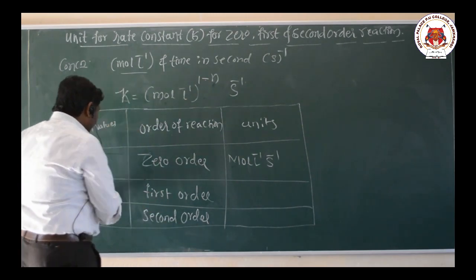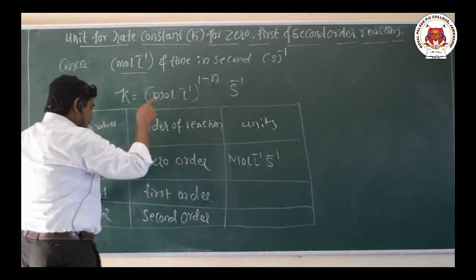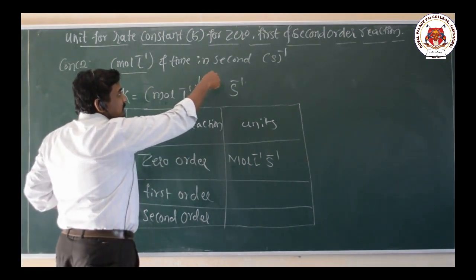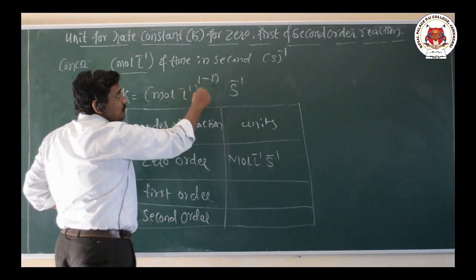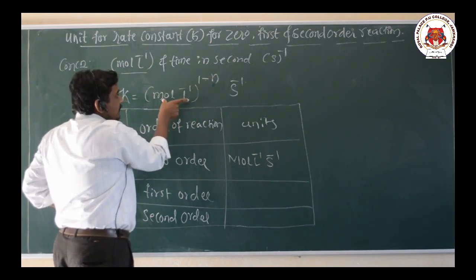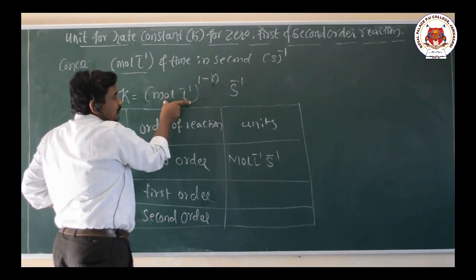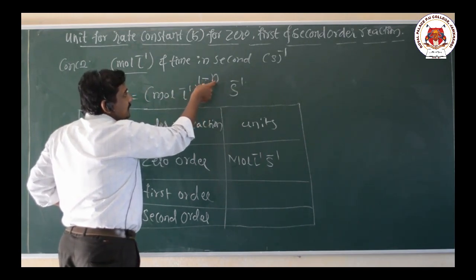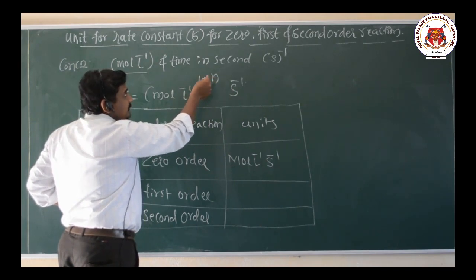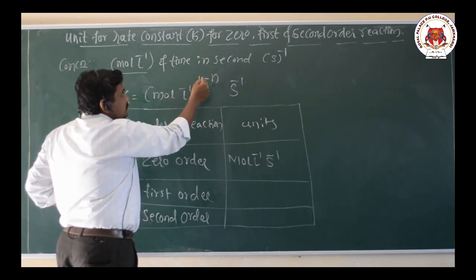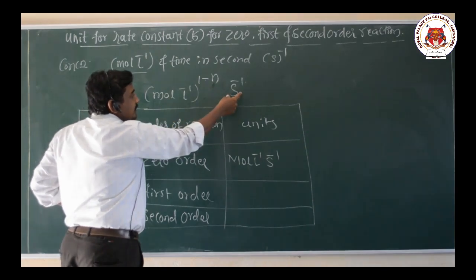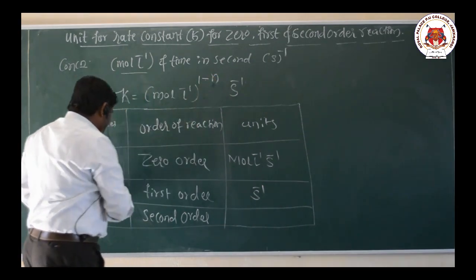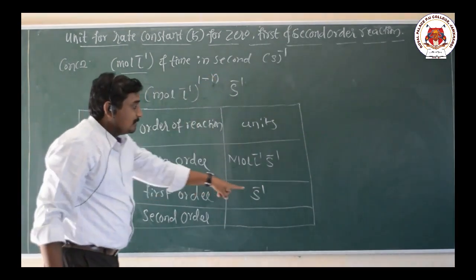Now if you put n equal to 1, that is the unit for the first order reaction. If the n value is 1, then 1 minus 1 becomes 0, and anything to the power 0 is 1. So the unit remaining is only per second. If you substitute the n value 1, the unit of the first order reaction is per second.